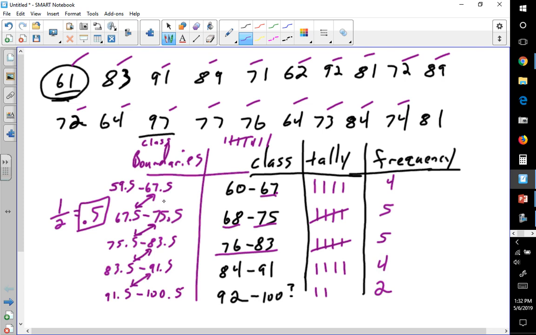Now, technically, for our set of data, there are no 67.5, 75.5s. So everything that's in between here goes into this category. Everything between here goes into this. In between here goes into this. But since there are no data values at the edges, nothing gets replicated.